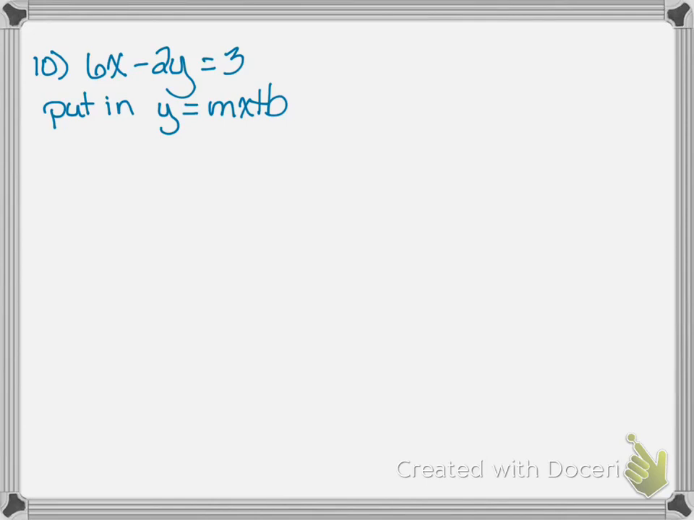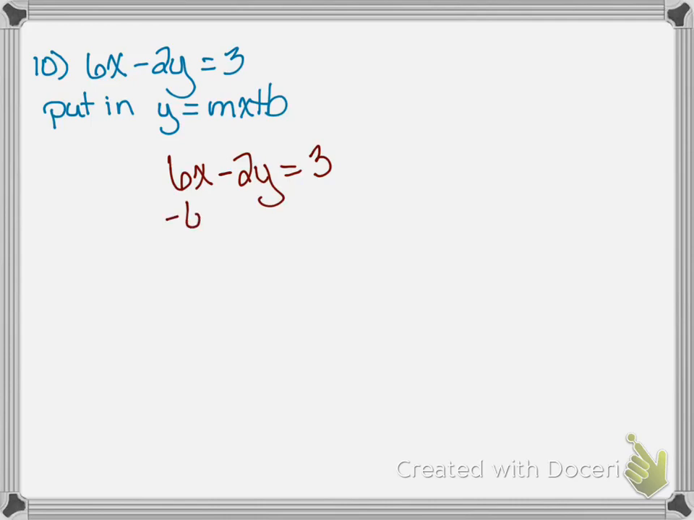Now, 6x minus 2y equals 3 is in standard form. We don't use standard form a ton for linear equations. When we talk about quadratics and polynomials, we do use standard form quite a bit. But in linear stuff, it's just not that helpful. But the way that we get it from standard form to slope-intercept form is we solve for y.